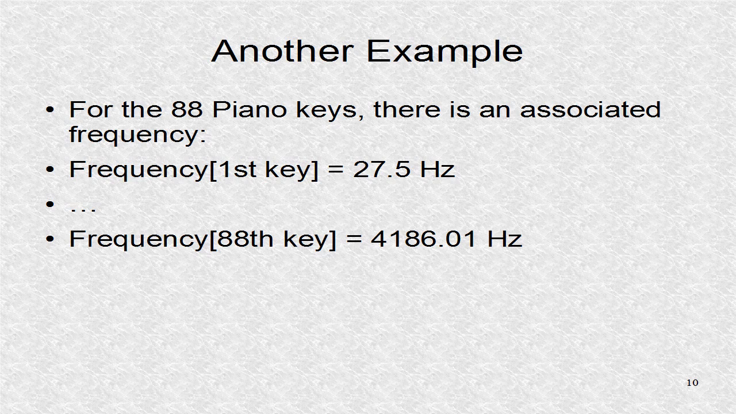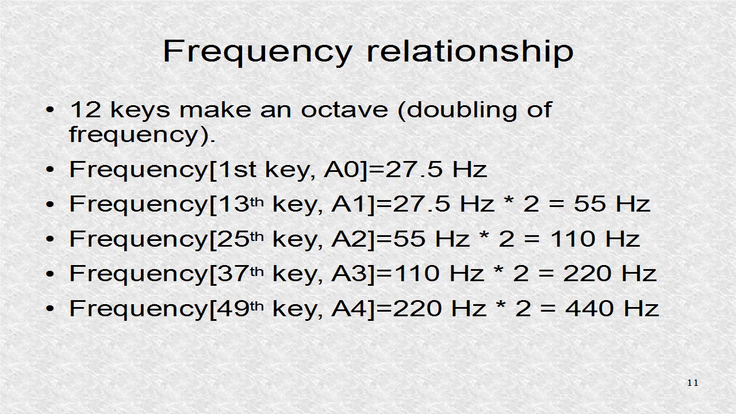The last will be about 4186.01. 11. The frequency relation is that after every 12 keys, the frequency is doubled. We can see what the values of the list from 0th, 12th, 24th, 36th, and 48th index are. Remember, the index numbers start with 0.